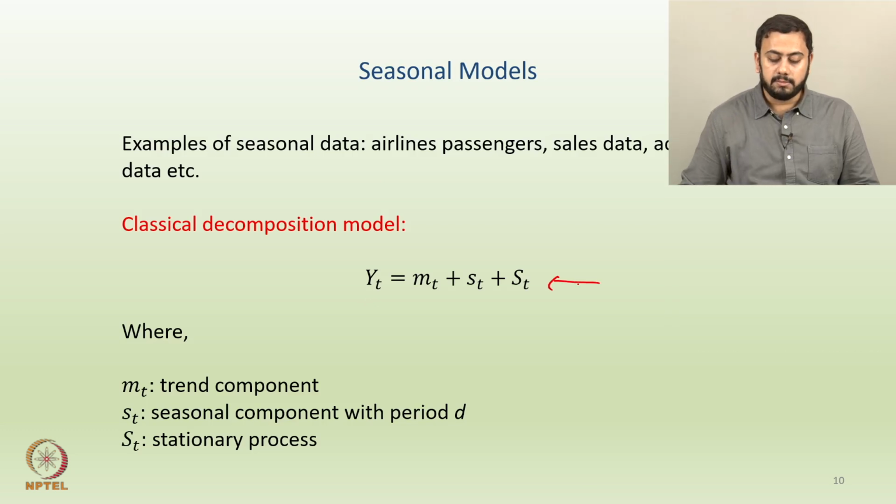Let us say your time series value yt could be broken down into 3 parts: mt, small st and big St. What is mt? mt is a pure trend component, small st is a pure seasonal component with a particular period, period d. We will talk about what you mean by this period very soon. And lastly, as seen before, this capital St is a purely stationary process. So my yt is broken down into a trend component, a seasonality component and a purely stationary component.